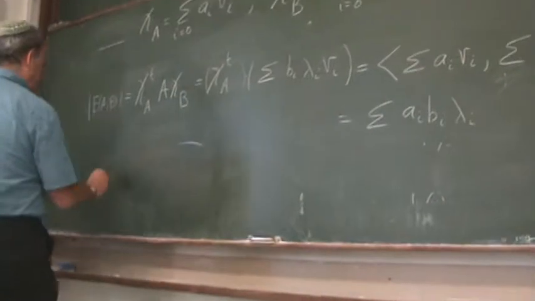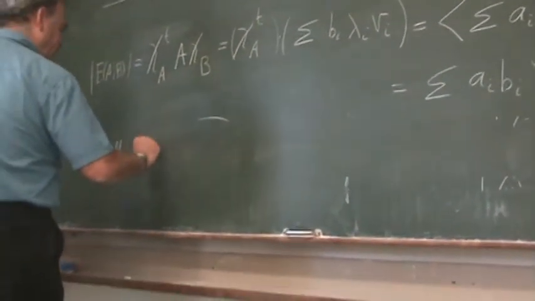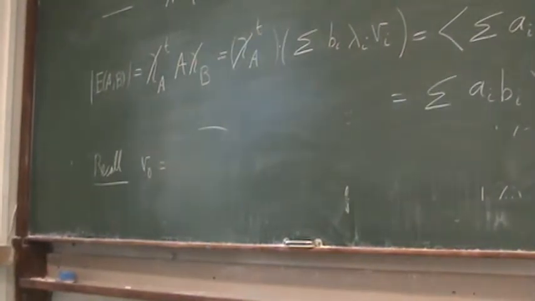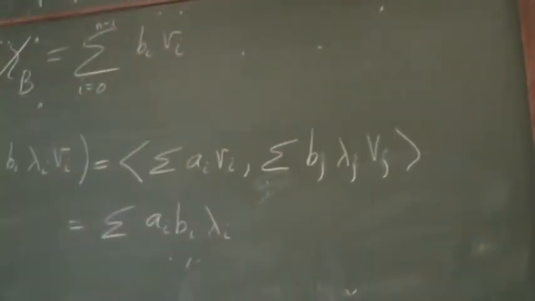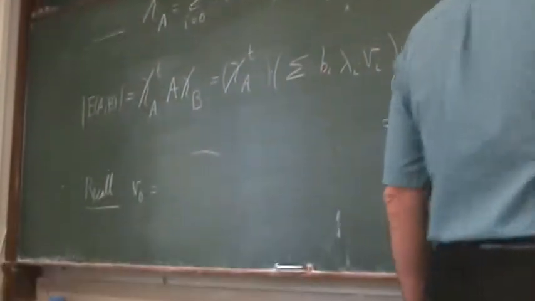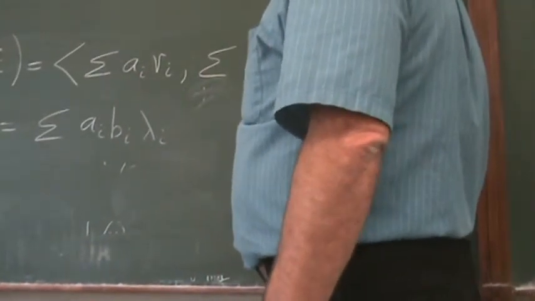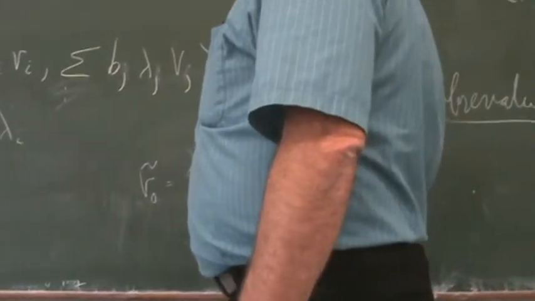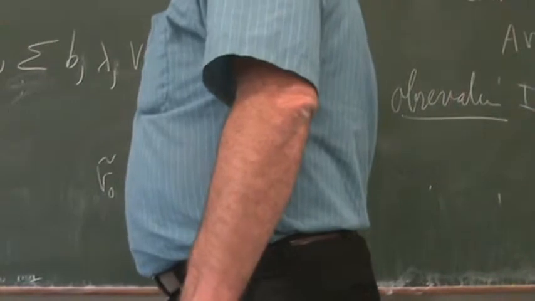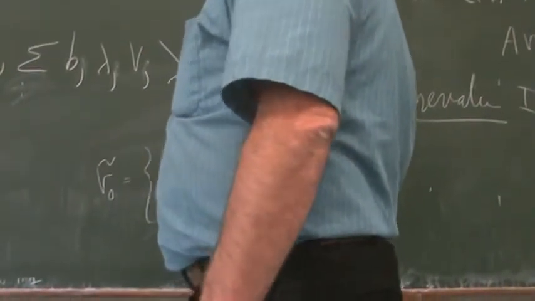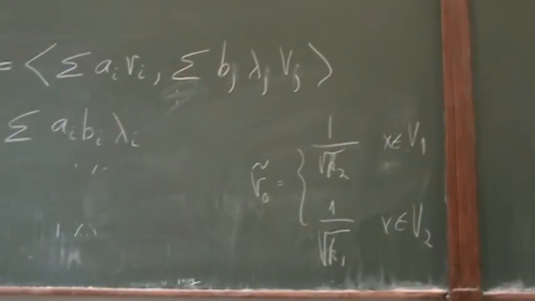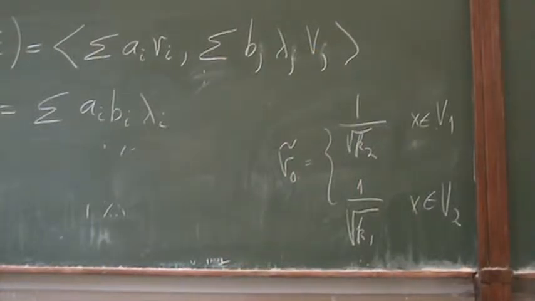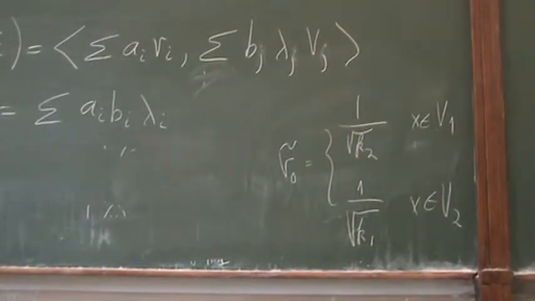Let's see, recall what is V0, what is the first vector? You remember that I told you what the eigenvector is. Oh, I erased this. You remember that it was the eigenvector before, let's say V0 tilde, before we normalize it. This was a vector which gave us 1 over square root of k2 for x in V1, and 1 over square root of k1 for x in V2. You remember? Now we have to normalize it, so we have to divide it by its norm. What is the norm of this vector?